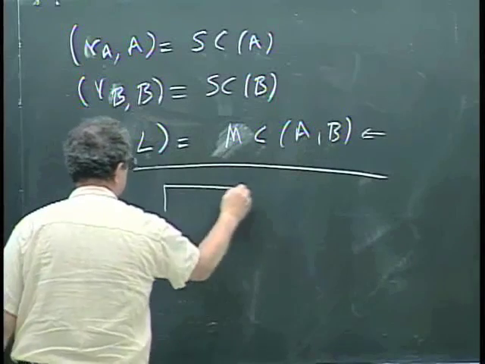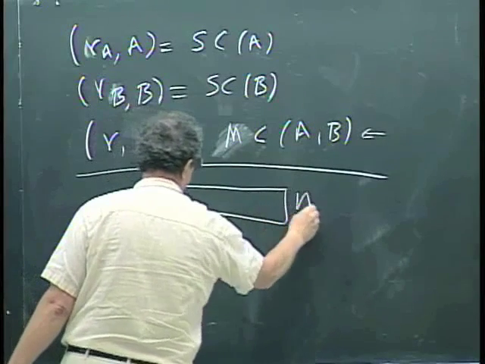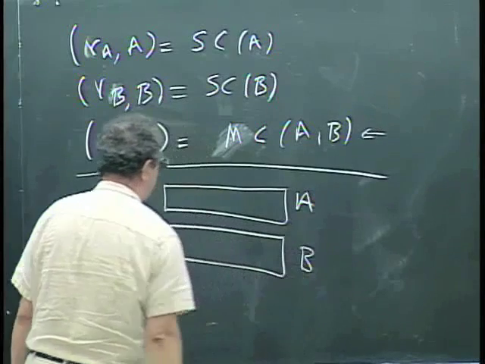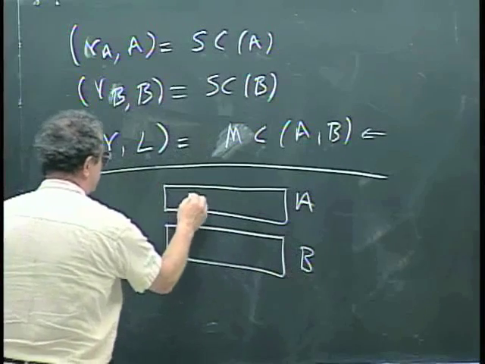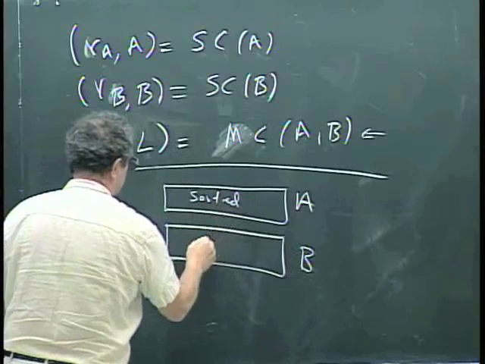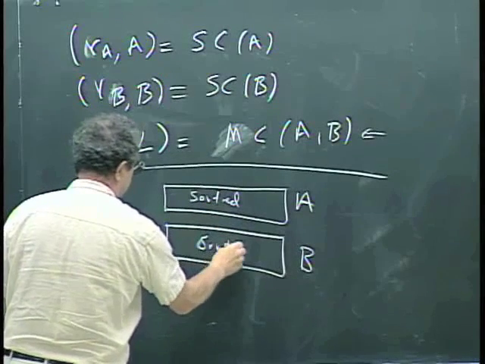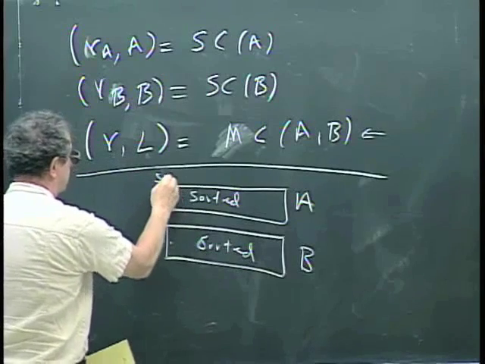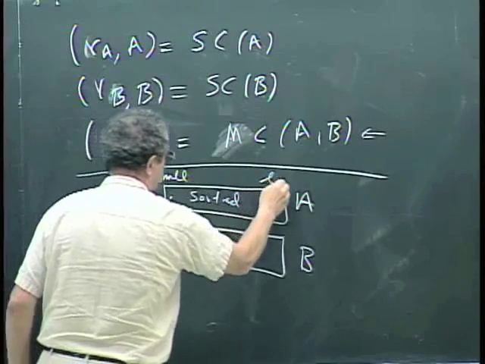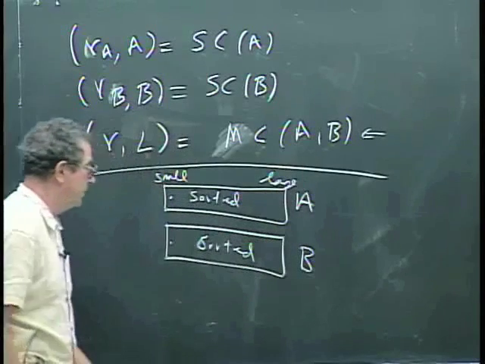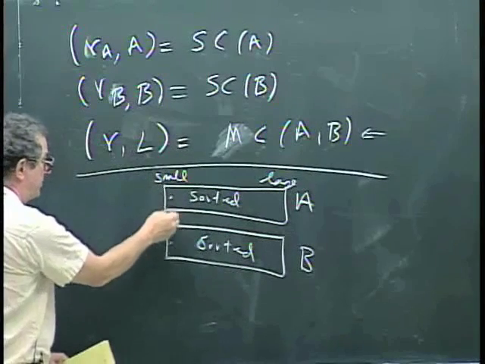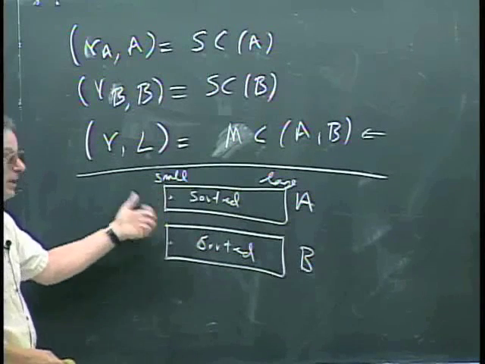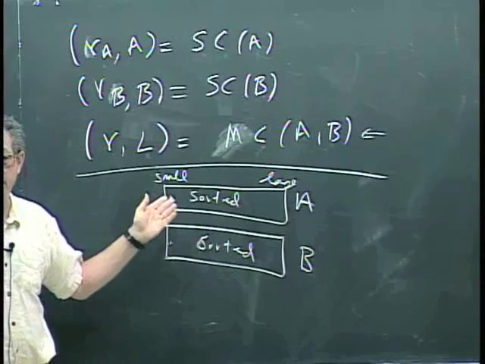Pictorially, here's list A, and pictorially, here's list B. And A is sorted. And B is sorted, right? And let's say this is the small end. These are the small elements, and these are the large elements. So what merge does is it compares the top or first two elements. Whichever is the smaller of those two, it outputs that and removes that element.